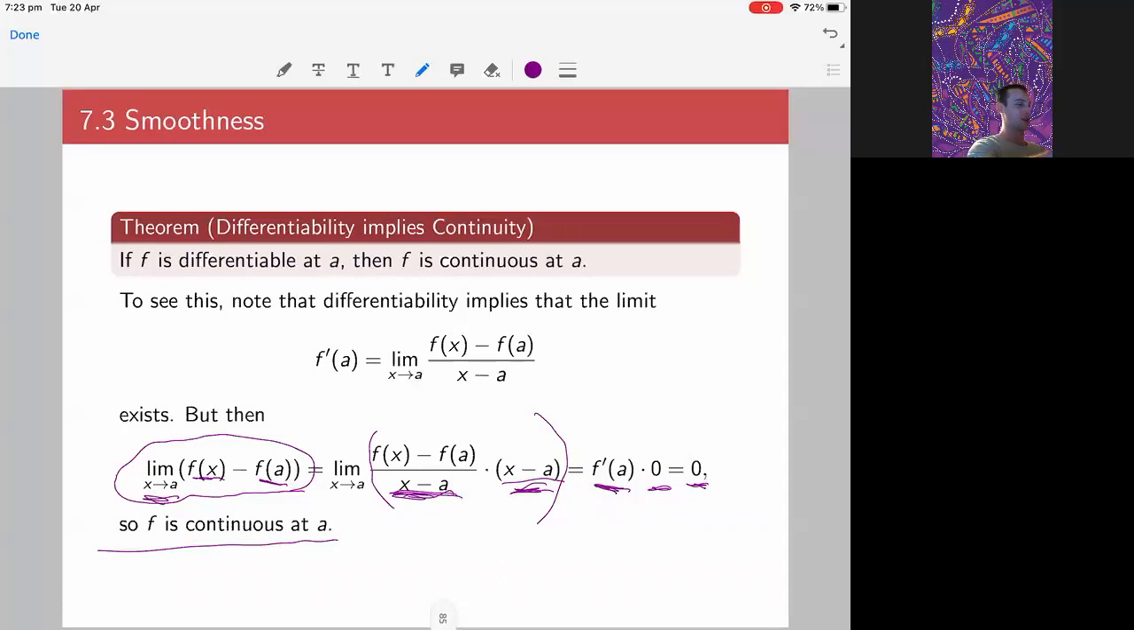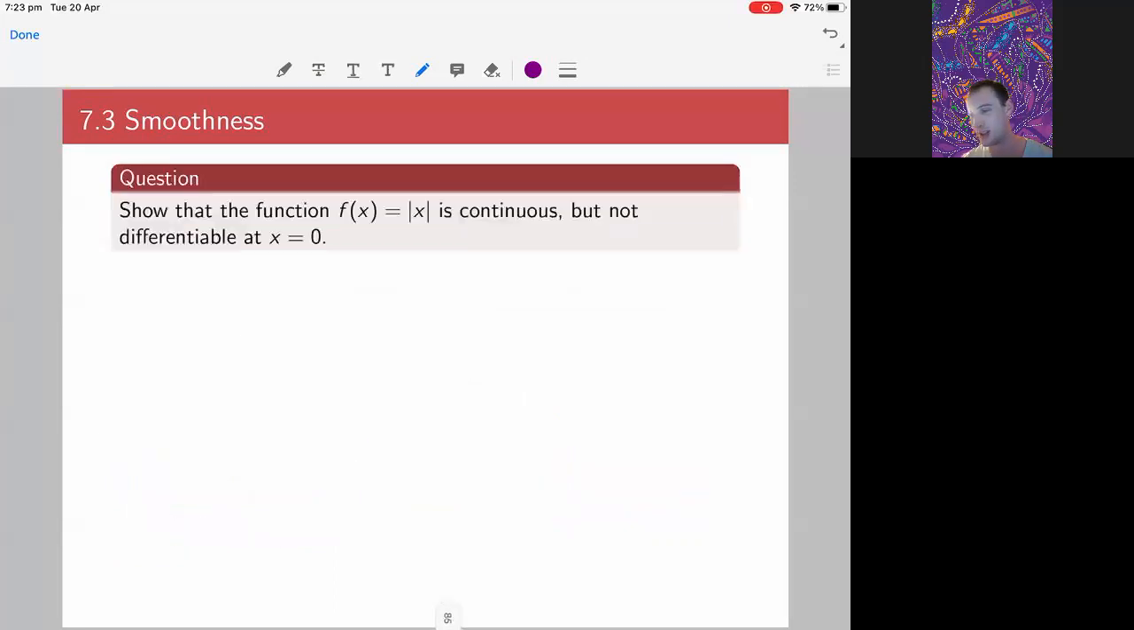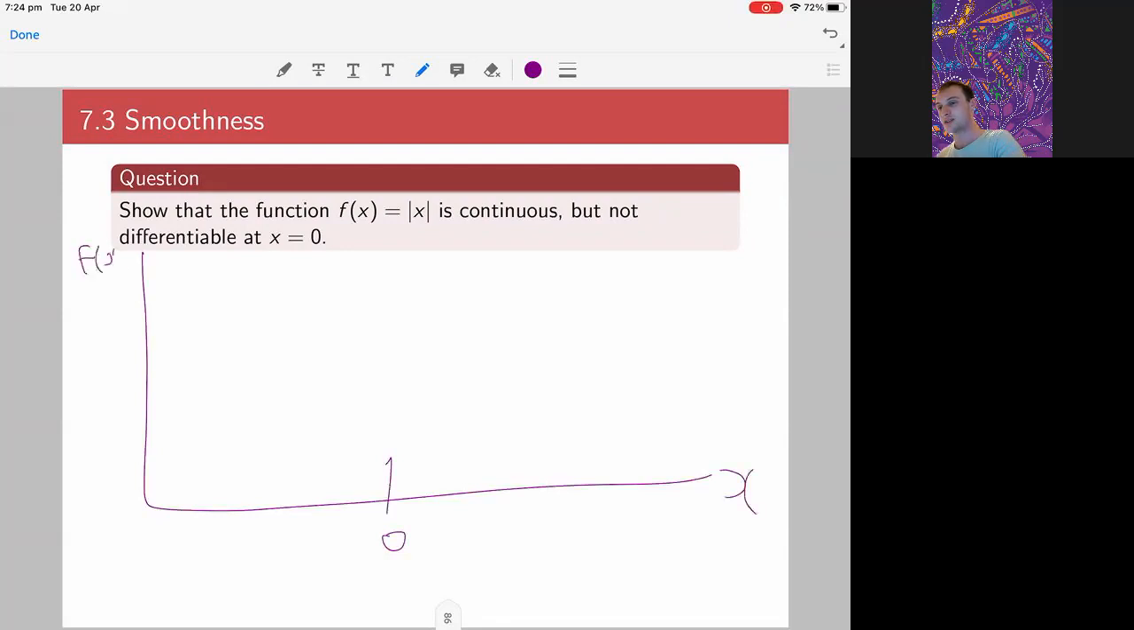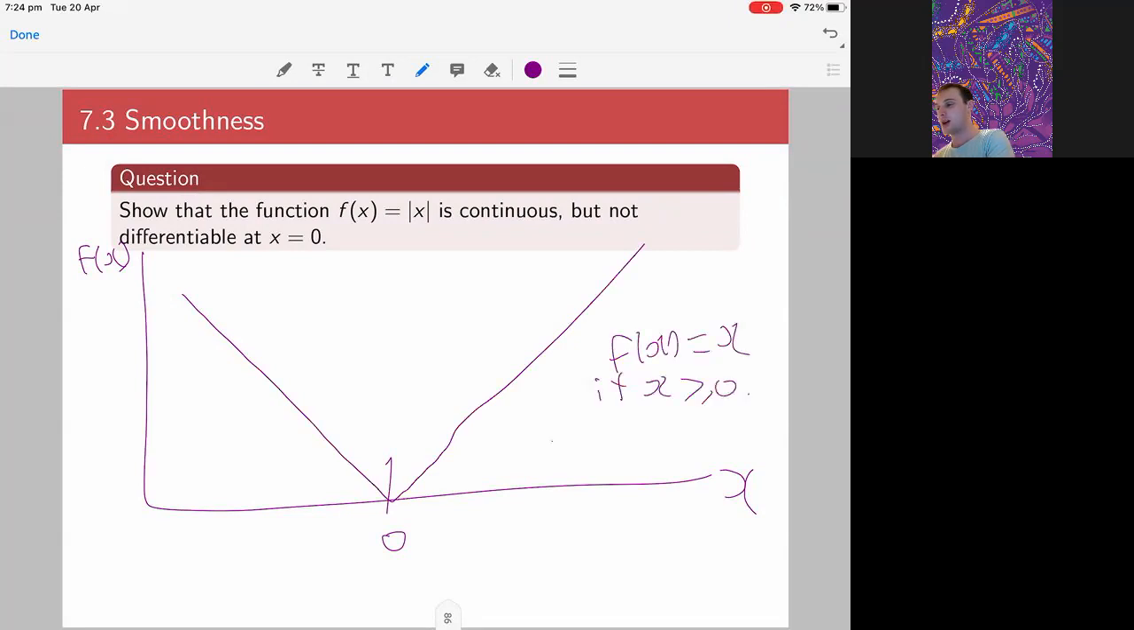Now, this is part of a subsection which describes smoothness of things. We like to say that functions are smooth if they're nice and differentiable everywhere. Let's have a look at an example of a function which is continuous but not differentiable. It's not particularly smooth. The example we're dealing with is the function f of x equals the absolute value of x. Show that it is continuous but not differentiable. So let's just remember what this function looks like. If this is 0, this is x, and this is f of x, the function looks sort of like this. Because remember, f of x equals x if x is greater than or equal to 0, and it equals minus x if x is strictly less than 0.